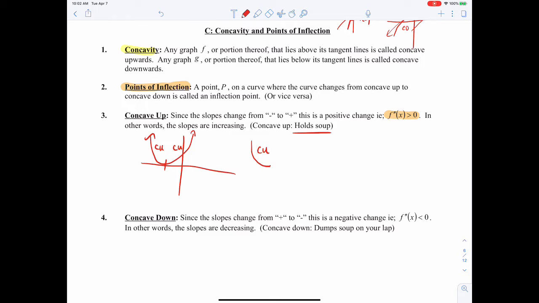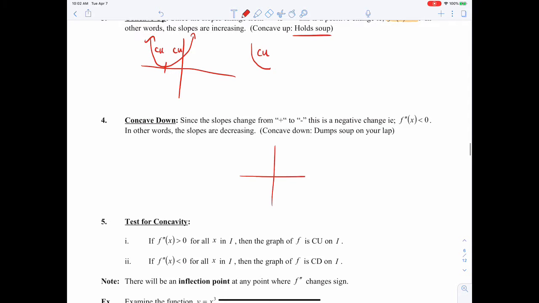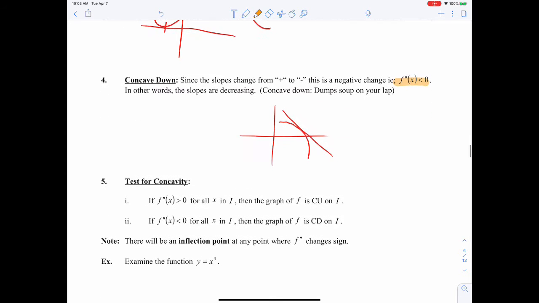Concave down is where the slopes change from positive to negative. So now we're going in a negative direction with my slope. In other words, the second derivative is now less than 0, and the slopes are decreasing. So concave down, you dump soup in your lap, or obviously it just wouldn't hold anything at all. So concave up, kind of bowl shape, concave down, upside down.